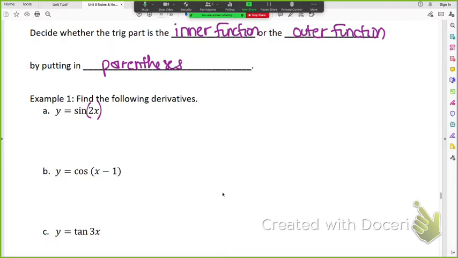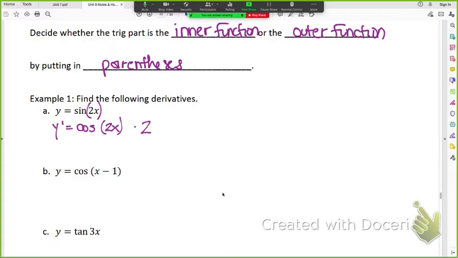The 2x. So when I go to use the chain rule on this, the chain rule says take the derivative of the outside function. So what's the outside function for this one? The outside function is the sine, right? So what's the derivative of the outside function? Cosine. You keep what's in the parentheses the same, and then you multiply by the derivative of the inside function. What's the inside function? 2x, so the derivative is 2.